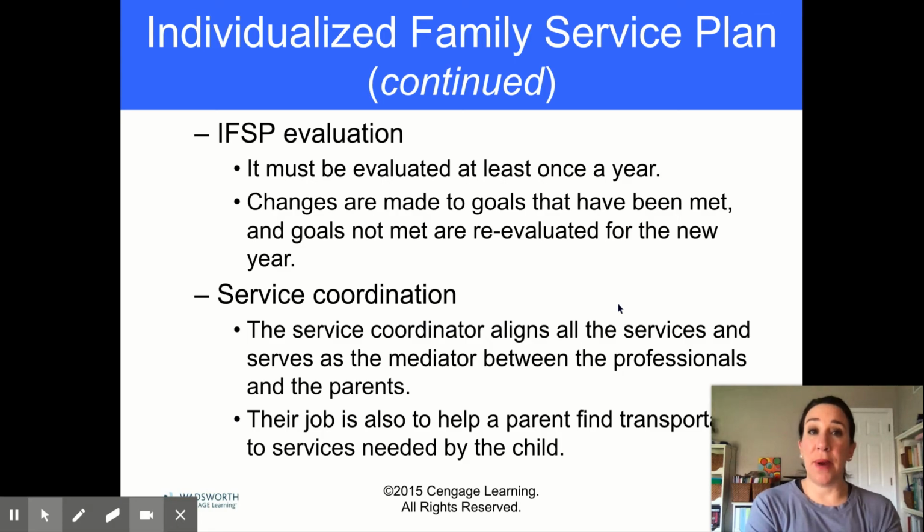IFSPs must be evaluated at least once a year. With very young children, they're most likely going to be evaluated more often because that development happens so fast. Changes are made to goals that have been met, and goals not met are reevaluated for the new year. The service coordinator is the person who puts it all together. Okay.